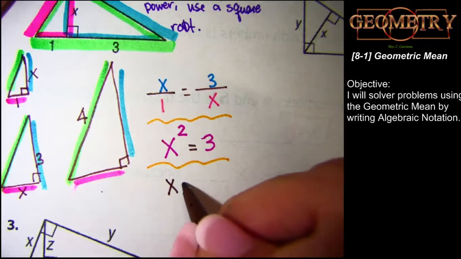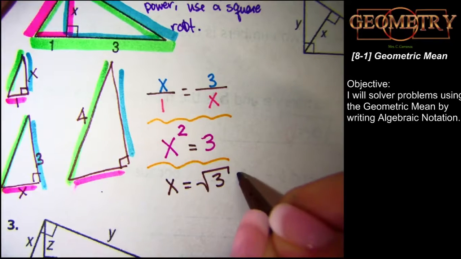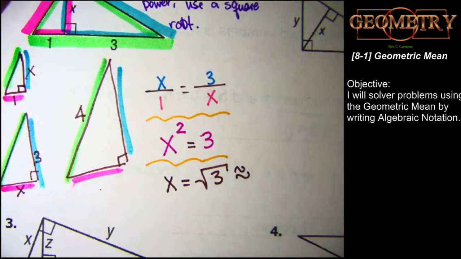I'm sorry. Okay, so we take the square root of both sides, and we want this to the nearest tenth, and so the square root of 3 is?